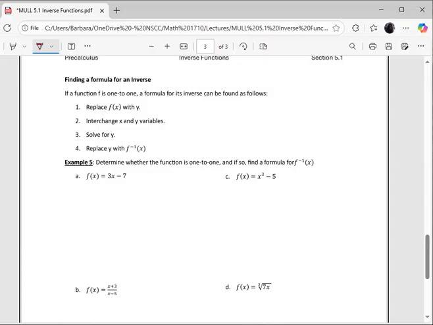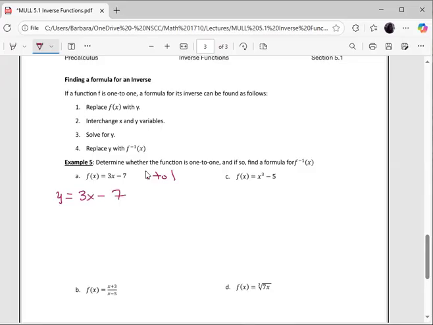So for part A, we're going to go ahead and determine first if the function is one-to-one. Now, if you graph this, this is going to be a linear equation, so we know that this is always increasing, therefore this is one-to-one. Of course, you could get your TI-84 and graph it and do the horizontal line test. All right, so this is one-to-one. So the first step is to replace f of x with y. So we have y equals 3x minus 7.